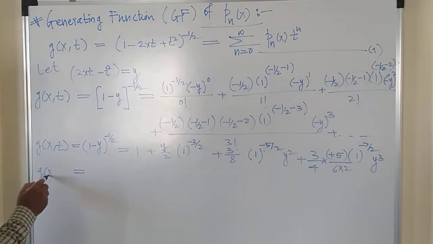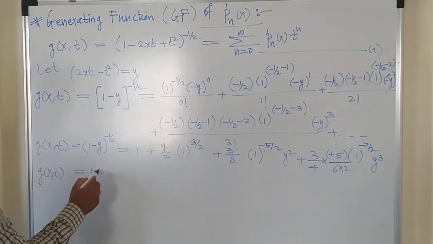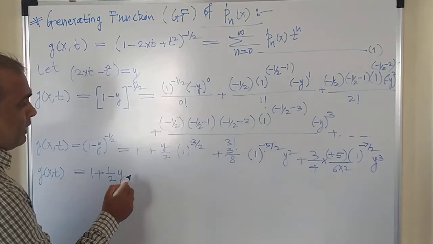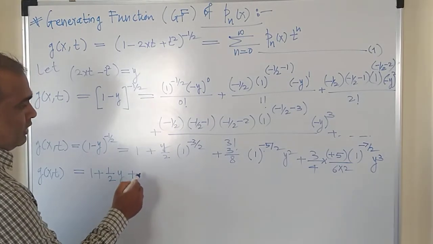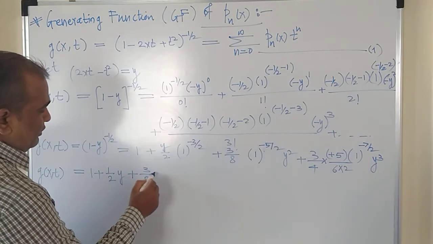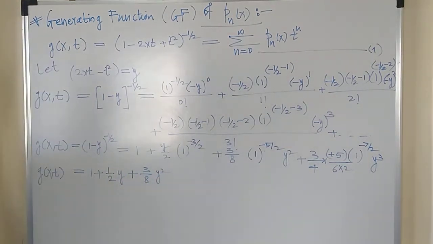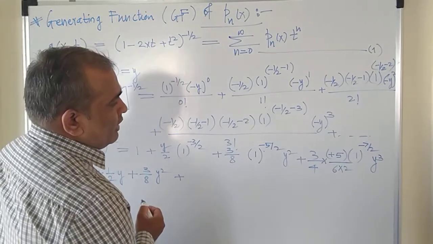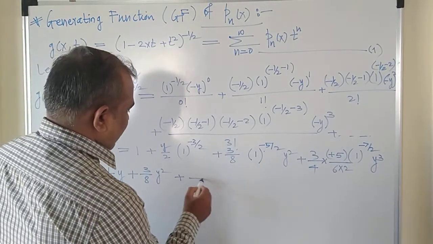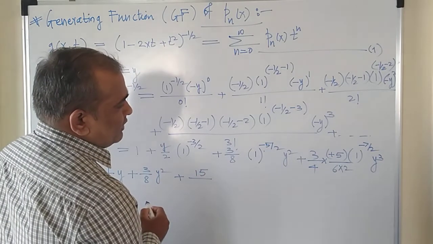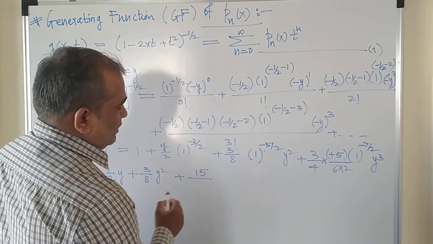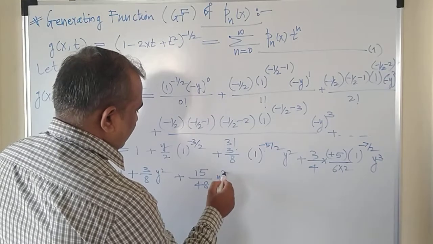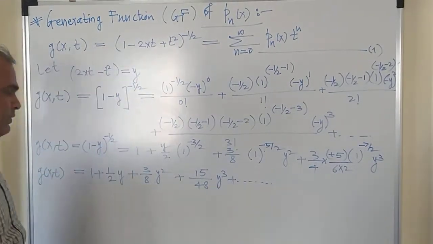you will get your generating function g of x,t and this is equal to 1 plus, now I can write this as y by 2 or 1/2 times y, plus 3 by 8 into y square, plus in the next step at the numerator you will have 15 and at the denominator 48 and y cube, plus dot dot dot, right?